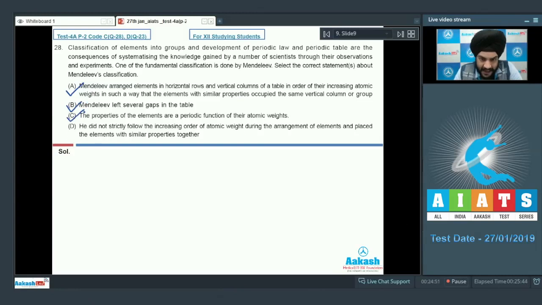If you look at statement D now, he did not strictly follow the increasing order of atomic weight during the arrangement of atoms and placed the elements with similar properties together. So students, this statement is also correct. So all 4 of these statements are correct for question number 28, and we have to select all of them as the correct answer. Let us look at question number 29 now.